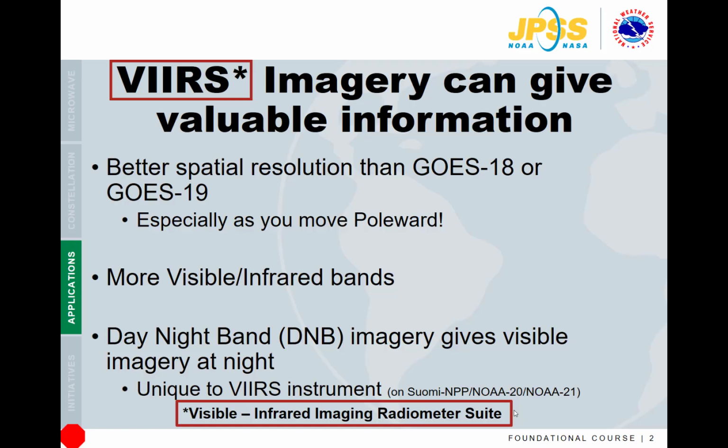VIIRS, the Visible Infrared Imaging Radiometer Suite, has superior spectral and spatial resolution to GOES-R's better temporal resolution. VIIRS' better spatial resolution is especially noteworthy as you move toward the poles. In addition, VIIRS includes a day-night band that allows visible imagery at night.